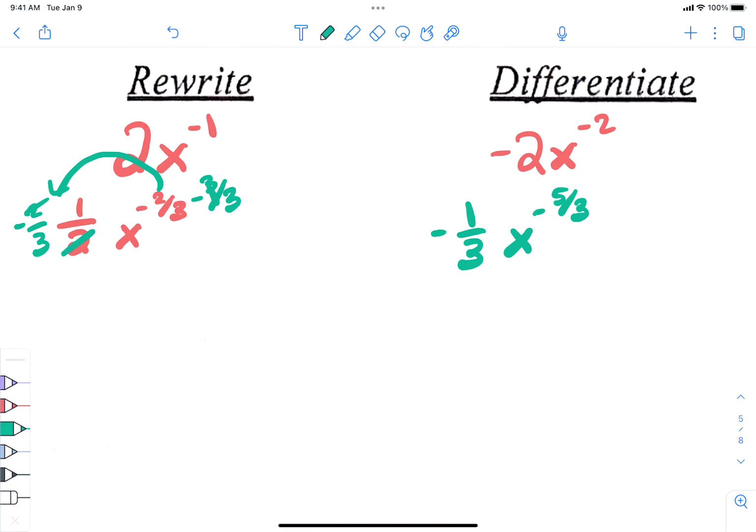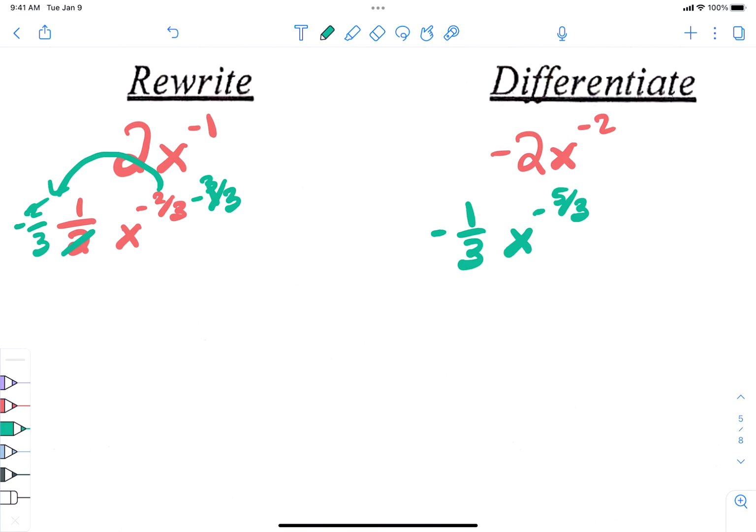Okay, are we doing okay so far? Where did we get -5/3? So our -2/3 exponent, we have to subtract 1 from that, which is like subtracting 3/3. So -2/3 minus 3/3 is a -5/3. Are we doing okay, Maddie?